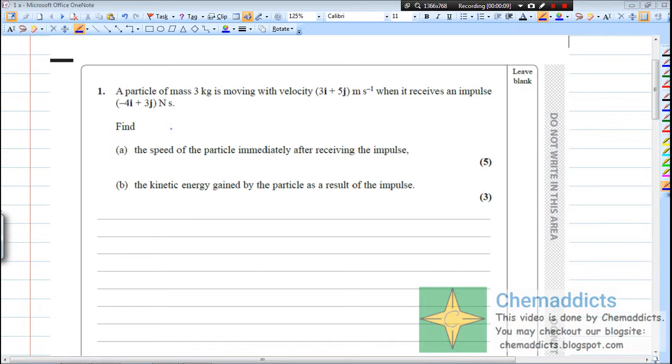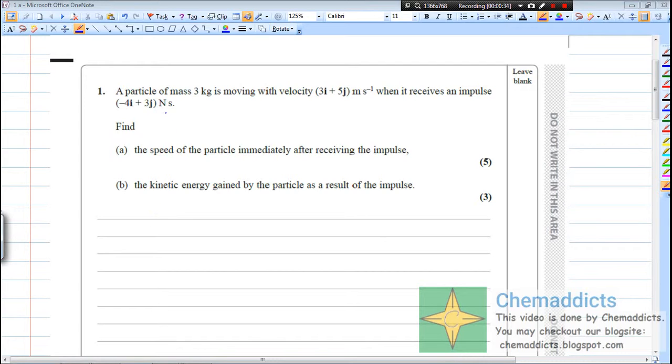Today we're gonna solve a problem in mechanics. Today we're gonna solve mechanics related problems. Our topic is collision, and we're gonna discuss a topic related to momentum.